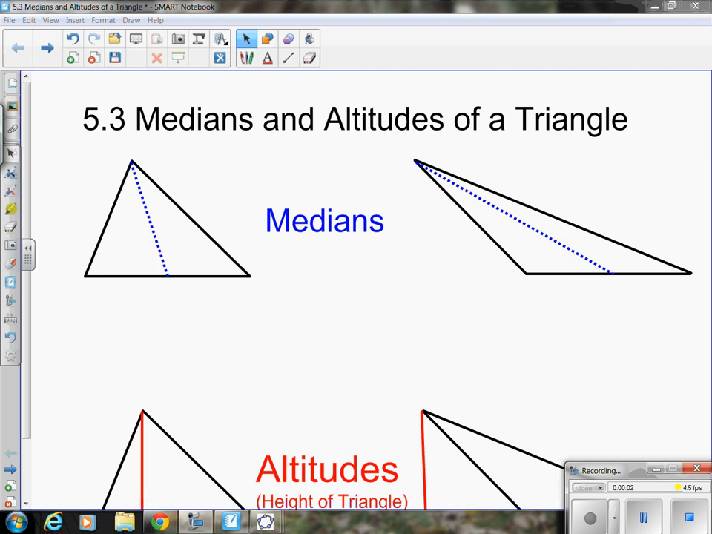All right, 5.3 medians and altitudes of a triangle. So median is a new vocabulary word as far as the triangles go. The altitudes, hopefully you remember. But the median of a triangle is where you connect a midpoint to the opposite vertex.